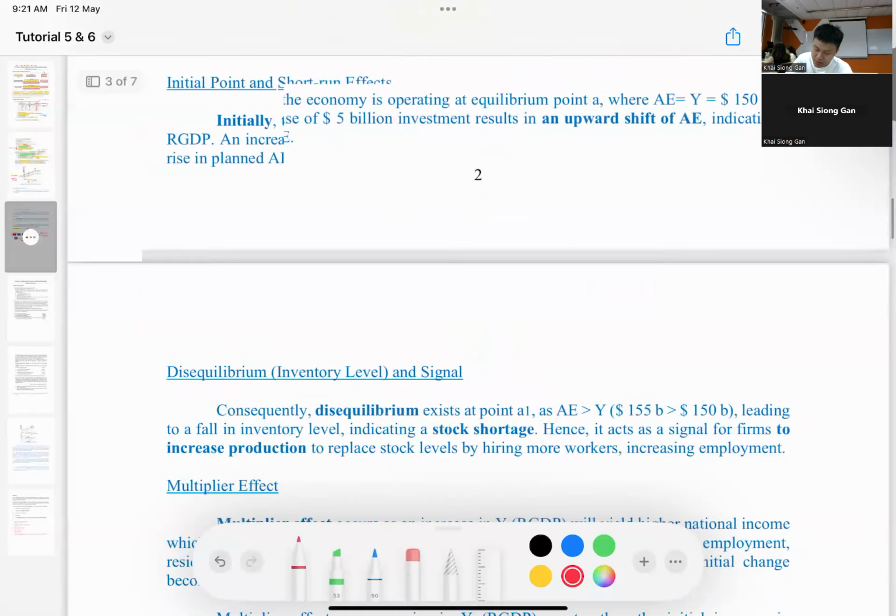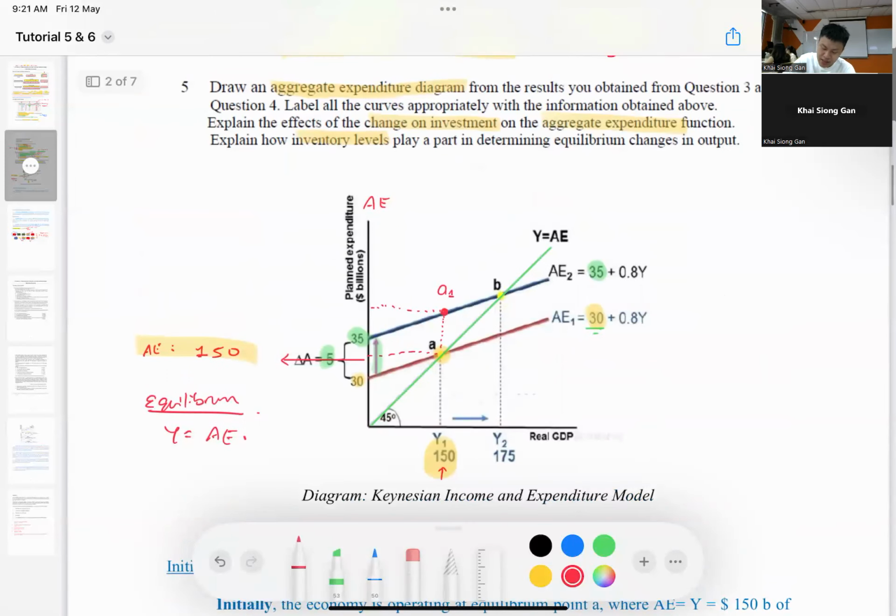So let's see if I write some. Yeah, 155, because we add on 5 billion, right? So therefore my aggregate expenditure now becomes 155. I should label this one as 1, this one as 2. So once I move to A1 over here, my real GDP is still at 150, but my aggregate expenditure is 155 already. Spending more than what is being available in the country, right? Expenditure becomes 155, but total output is only 150.